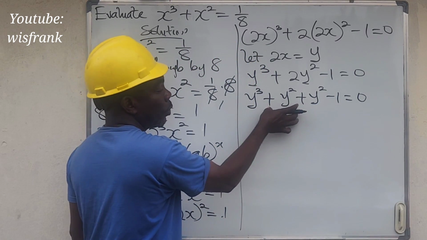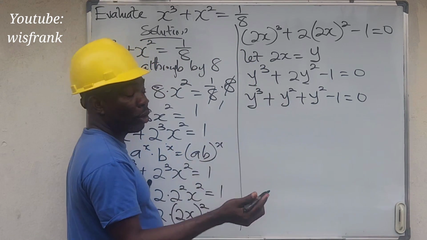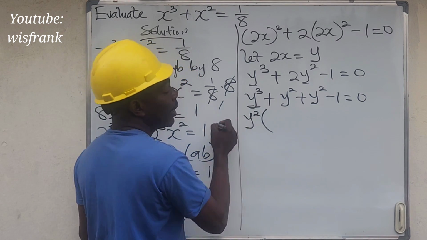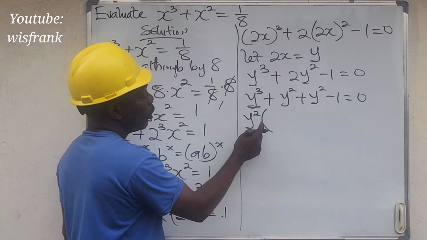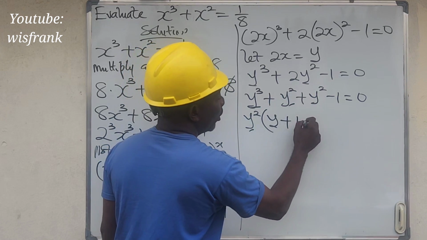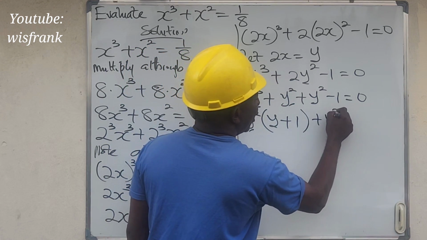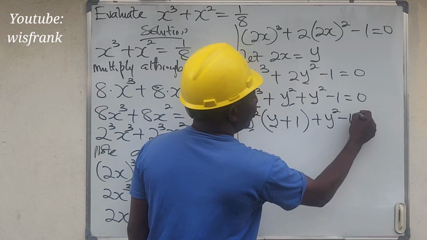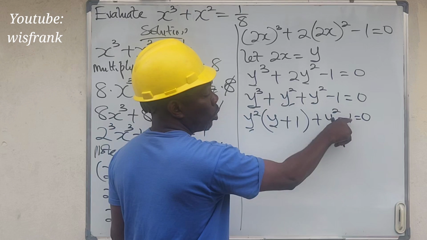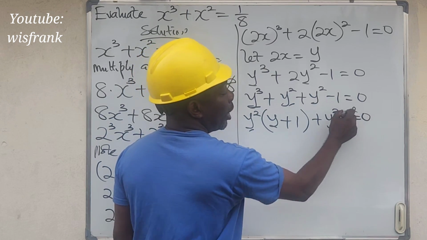Then look at this first one. y to the power of 2 is common, so we can factor it out. So this will become y to the power of 2 into, when we divide y to the power of 3 by y to the power of 2, it will give us y. Then this divided by y to the power of 2 will give us 1. Then we have plus y to the power of 2 minus 1 equals 0. So here, you can see that we have y to the power of 2 minus 1. This can be written as 1 to the power of 2.